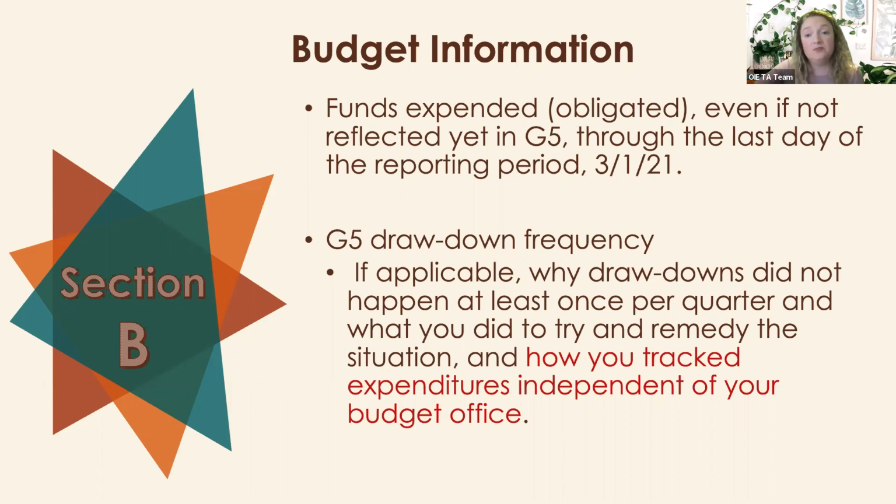Also, be sure to talk about your G5 drawdown frequency. So ideally, you would be drawing down at least monthly or at minimum quarterly. If that's not occurring, it's particularly important to explain why that might not be happening, what you're doing to try to remedy that. Also talk through, maybe it hadn't been happening, but now you've done something and fixed it, and now you think it's going to be fixed moving forward. Any of that information is very helpful. And then also how you're tracking expenditures independent of your budget office. So how are you within your project keeping track of what's being expended?